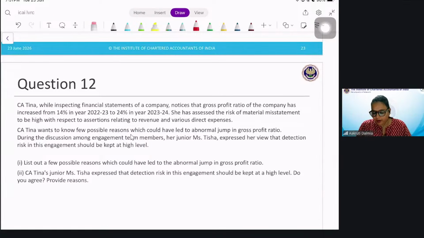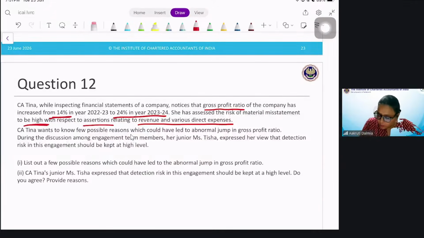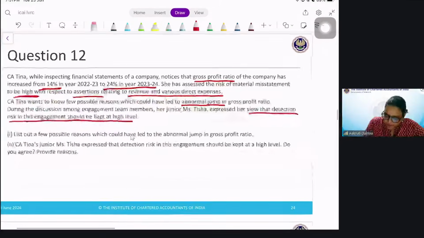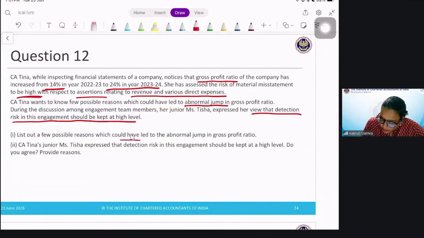CA, while inspecting the financial statements of a company, notices that the gross profit ratio of the company has increased from 14% to 24%. She has assessed the risk of material misstatement to be very high with respect to assertions relating to revenue and expenses. CA wants to know a few possible reasons which could have led to the abnormal jump in gross profit ratio. During the discussion amongst team members, her junior Miss Tisha expressed her view that detection risk in this engagement should be kept at a very high level. List out possible reasons which could lead to the abnormal jump.